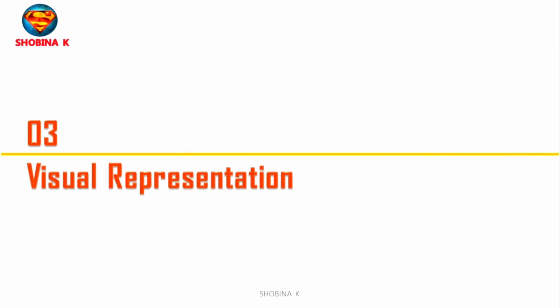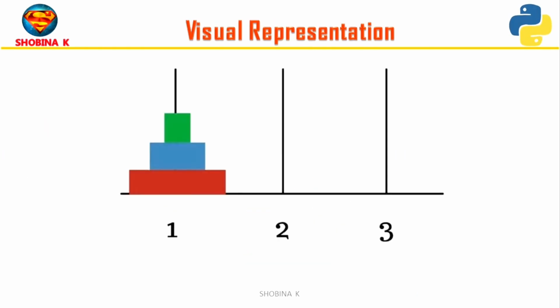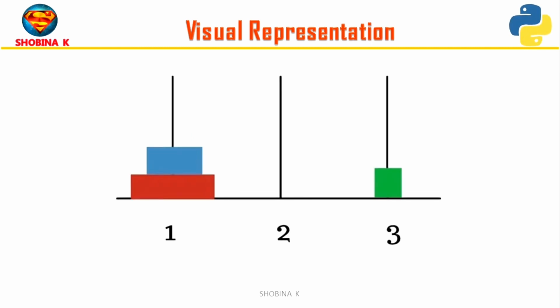Now let's talk about the visual representation of the Tower of Hanoi. Imagine you have 3 pegs labeled 1, 2 and 3. On peg 1, you have a stack of disks with different sizes, with the smallest at the top and the largest at the bottom. Now the smallest green disk, which is the uppermost disk on the stack, is moved from rod 1 to rod 3.